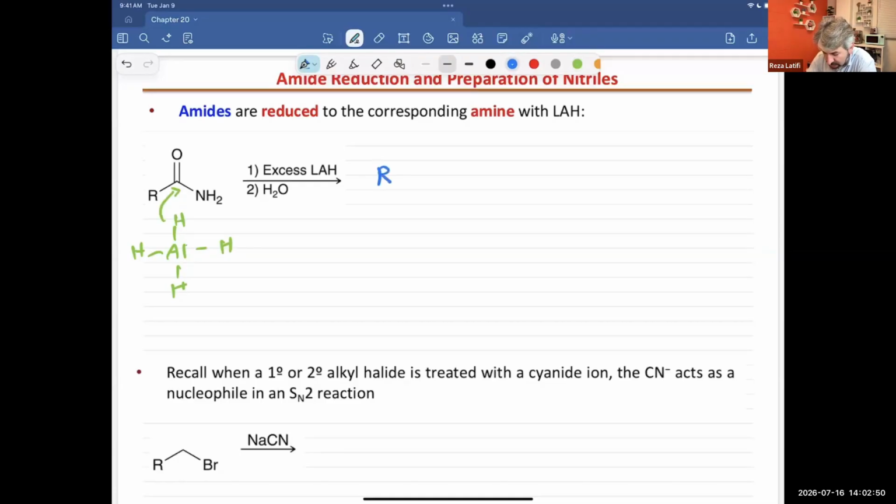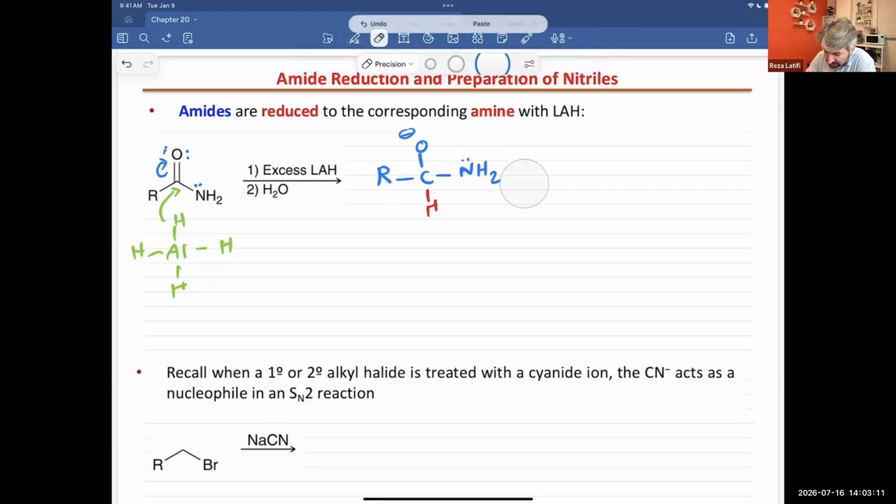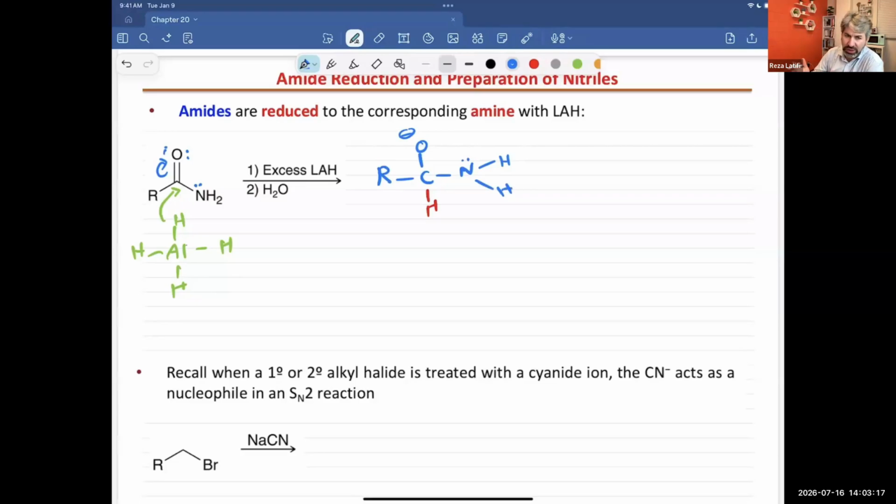We get R. Next step, we will have here O, and the O will have a negative charge. So this one will have a negative charge, and then we added a hydrogen. So I'm going to write the hydrogen here. We have an NH2 there. Remember, nitrogen has a lone pair, so I'm going to write the lone pair there. And let me rewrite the number of those hydrogens. So we have two hydrogens, one here, another hydrogen there. It's just an NH2.